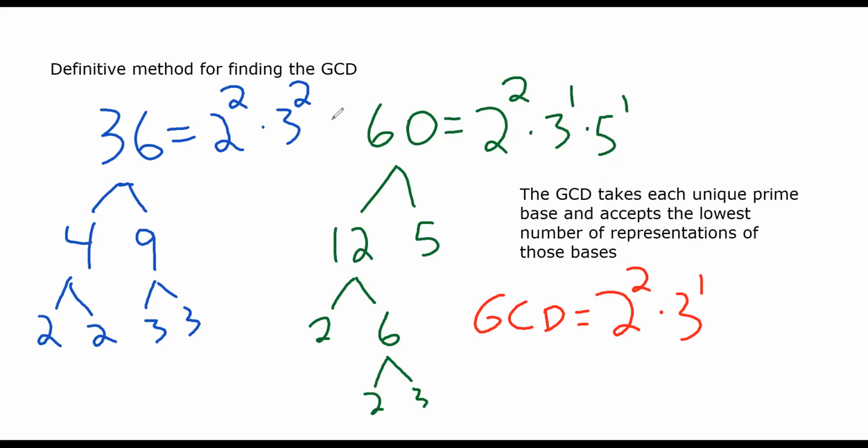And then 5, well, this one doesn't have any 5s. You could say it has 0 5s. This one has 1 5. So that means the GCD is going to have no 5s in it. It's going to have the less represented of that specific base. And so we're done. The GCD is 2 squared times 3 to the first. Well, 2 squared is 4 times 3. And the GCD is indeed 12, which is what we found just by trying to think about it logically.